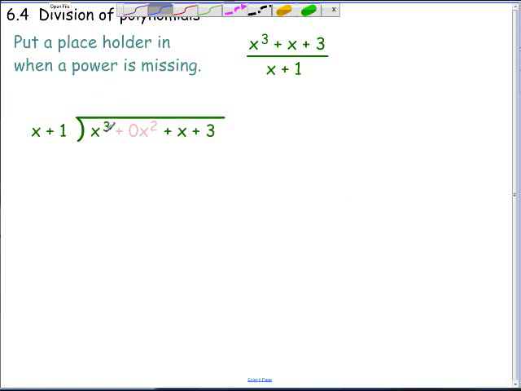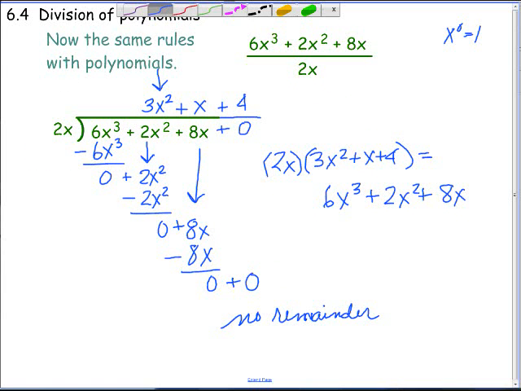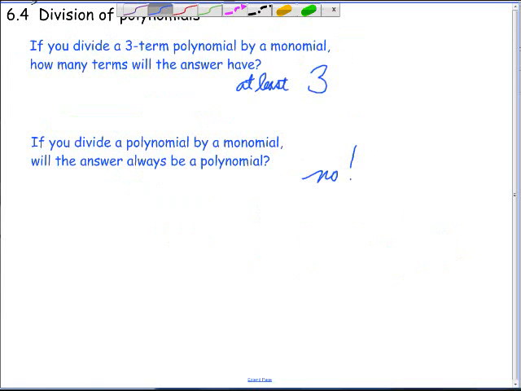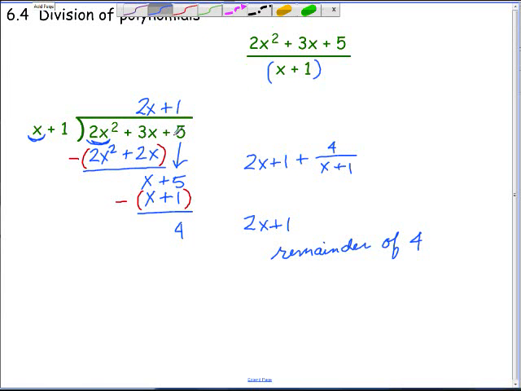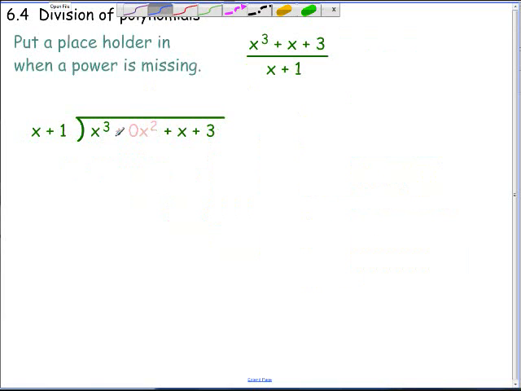Now, what do you do if a power is missing? We haven't run into that previously. In all of these, well, this one actually we did run into it, didn't we? We had x to the third, x to the second, x to the first, and we did not have x to the 0, so we did put that one in. Here we had x to the second, x to the first, x to the 0. But in this one, we have one in the center that's missing. We've got x to the third, x to the first, x to the 0. So in that case, we put in a placeholder. Let's go through one of these.